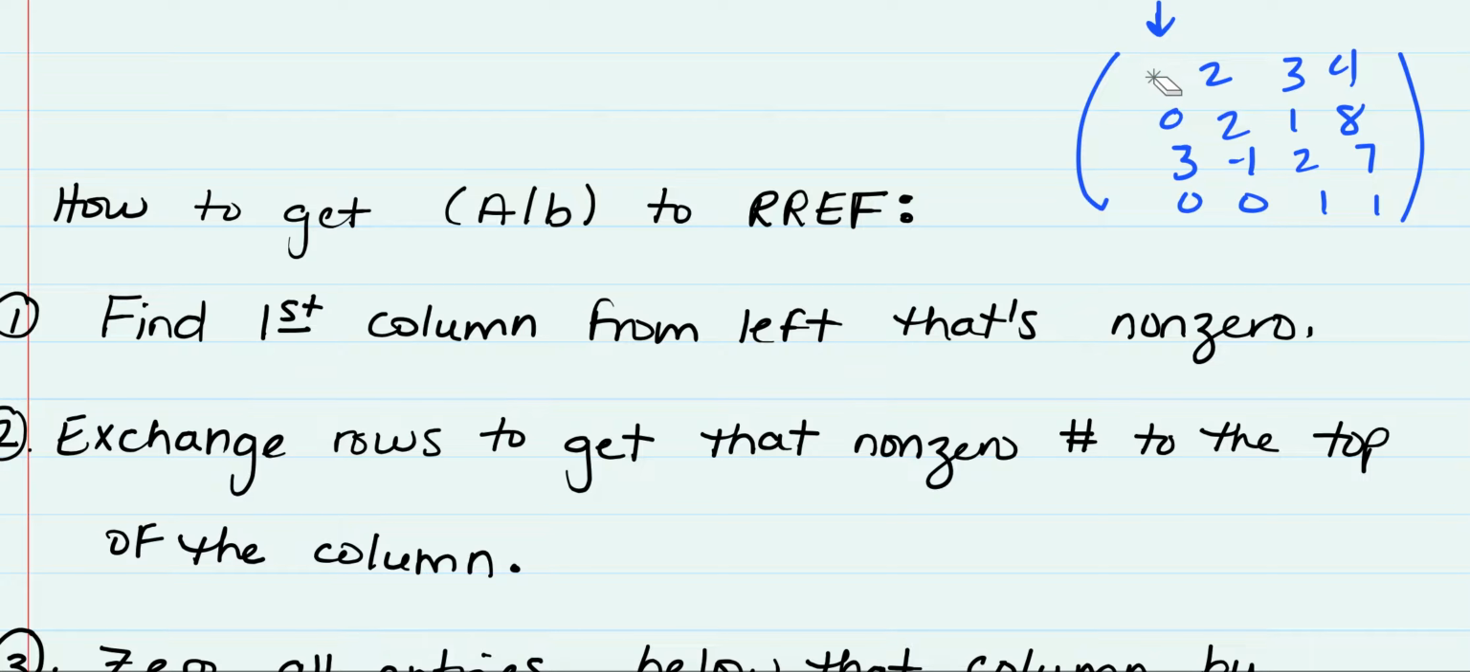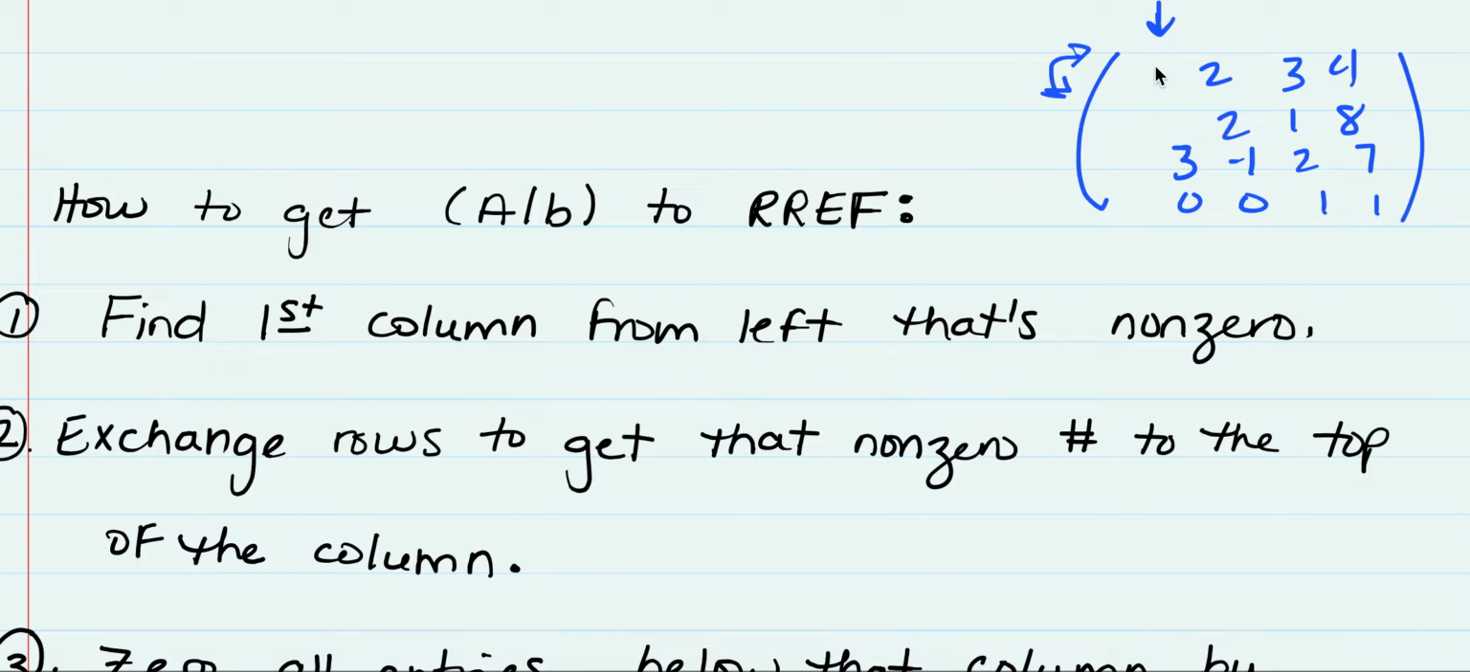So if instead I had something like this, for example, I want to move this first non-zero row that has this first non-zero entry right here. I would exchange these two so I can get this number to the top. So that's the first thing you want to do. You want the first entry in the first row and the first non-zero column to be something that's non-zero.